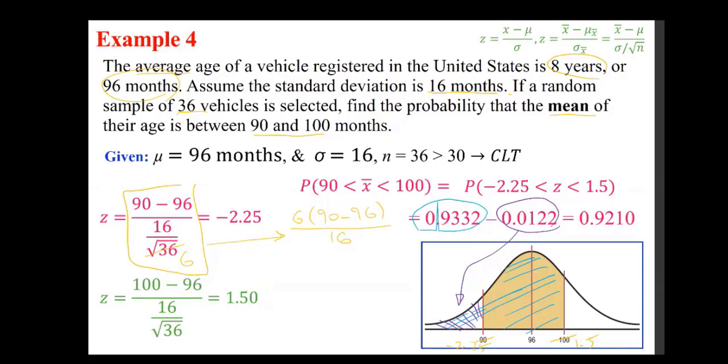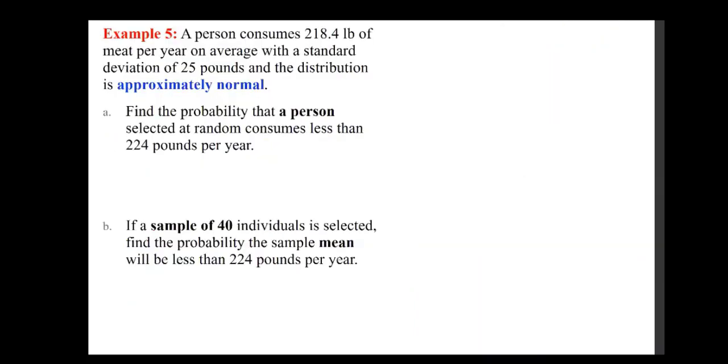Let's go to the next example. A person consumes 218.4 pounds of meat per year, on average with a standard deviation of 25 pounds, and the distribution is approximately normal. Find the probability that a person selected at random consumes less than 224 pounds per year. It's important to distinguish between A and B.